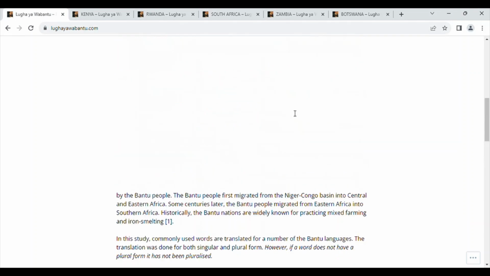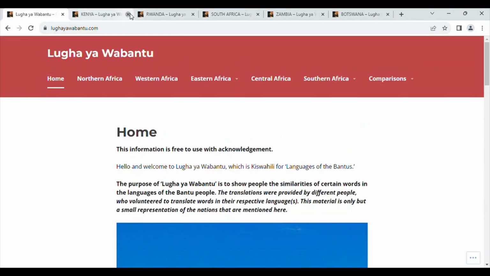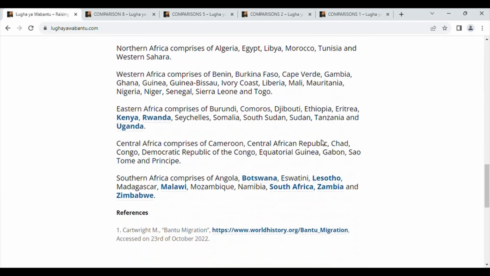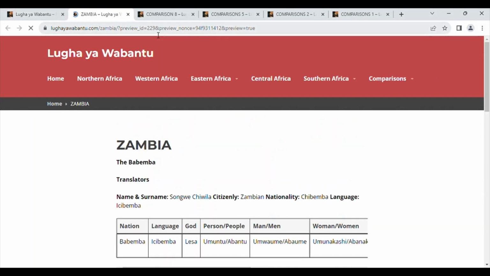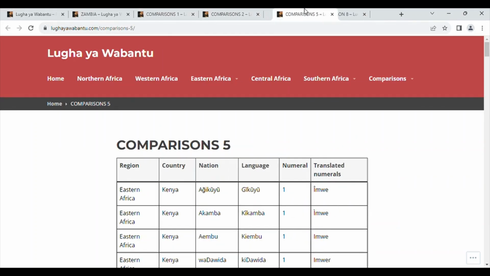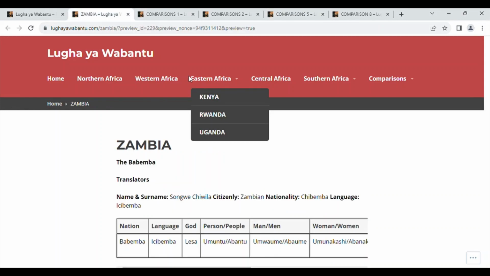As I had said earlier, this work is about raising awareness about similar words and numbers in the Bantu languages. Thus, I'll open page 1 here, page 2. I'll also do page 5, and then finally page 8. They are given those numbers because it will make navigating the various pages of the website much easier. Alright, starting with page 1.